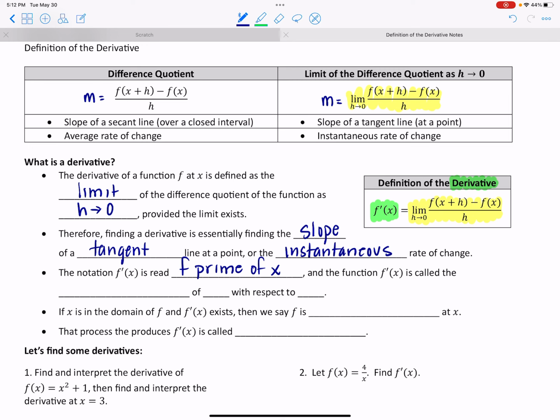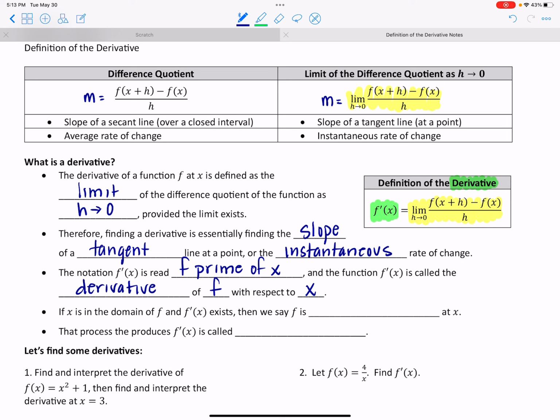So the notation f prime of x is read f prime of x, but the function f prime of x is called the derivative of f with respect to x.